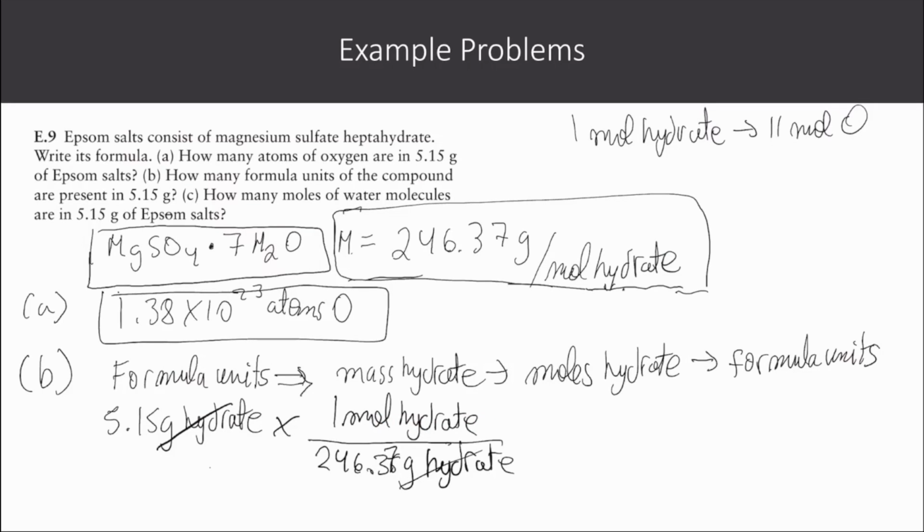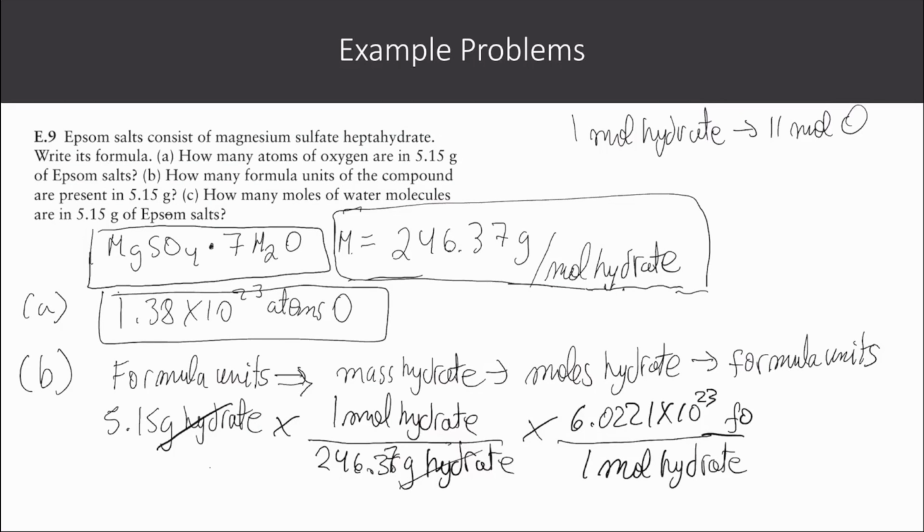We need to go to formula units. So for that, we use again Avogadro's number. For every 1 mole of hydrate, we have 6.0221 times 10 to the 23rd, and we have, in this case, formula units. We have formula units in this case because it's an ionic compound.